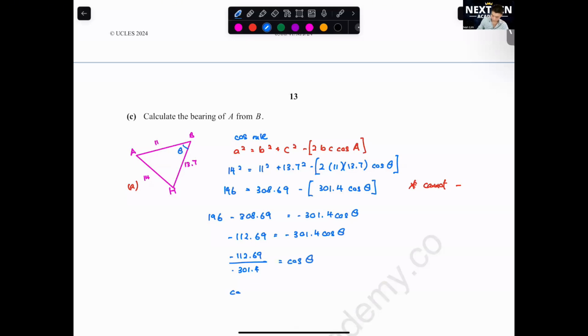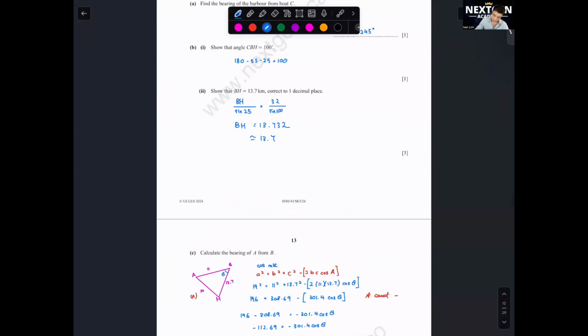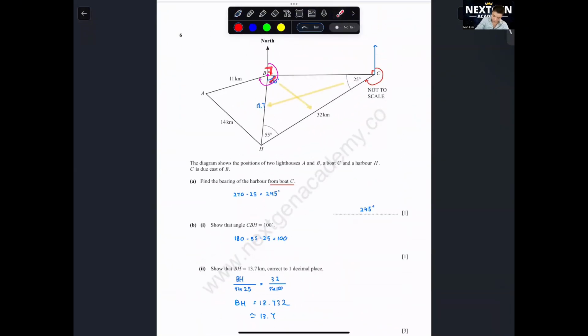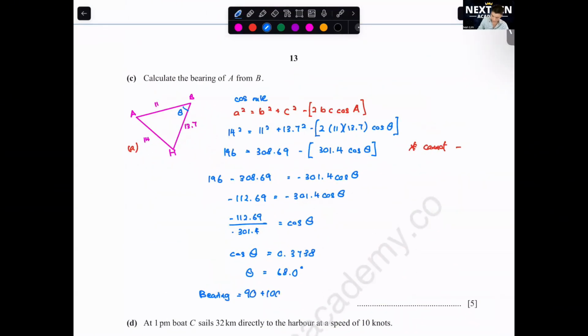Cos theta is 0.3738. Shift cos, you inverse the cos of theta, and you get 68 degrees. So for your bearing, the final one, you need to add it up. Just now, the previous diagram they gave you has 90 and 100. Now you add this 68 up: 90 plus 100 plus 68, which equals 258.